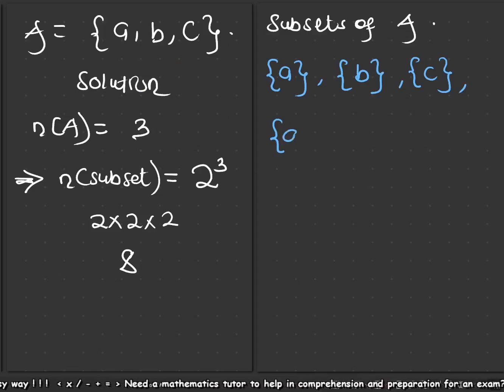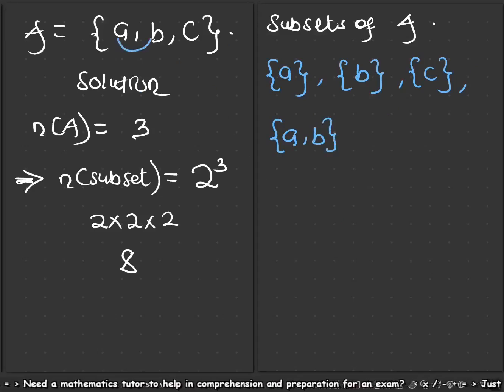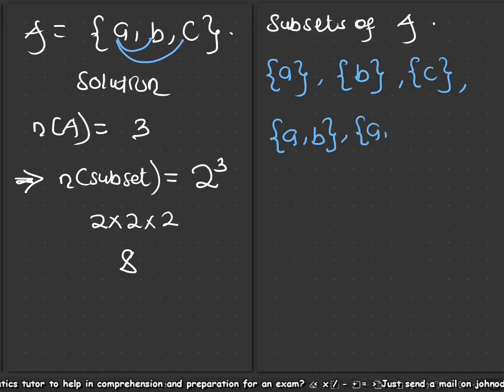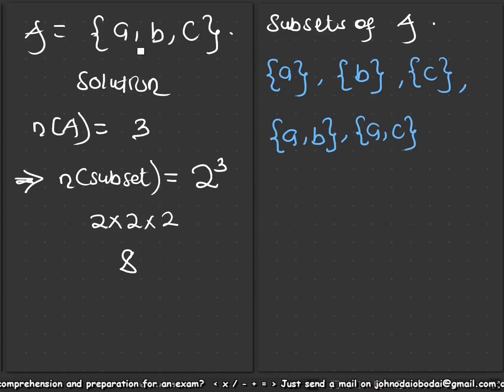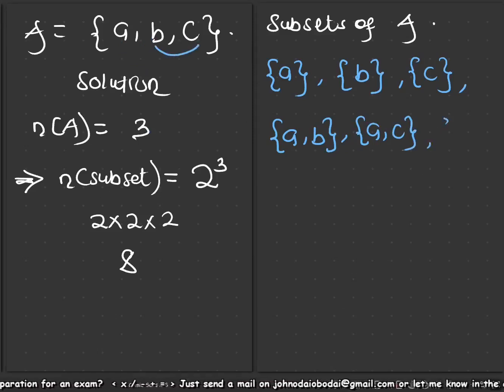So we can pair A and then B. You see? So we are pairing A and B. Now let's pair A and C. So we are pairing A and then C. Then with this, we can pair B and C as well. So B and C.